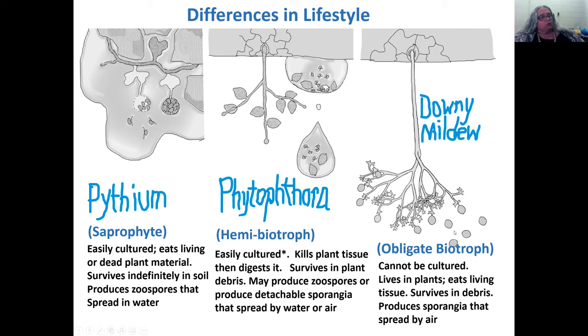Now, downy mildews are obligate biotrophs. They cannot be cultured even today. They have to be in living plants and they have to eat living plant tissue. They can survive in debris, but only as the oospore stage. They produce sporangia, which are detachable and can spread very, very well in air.